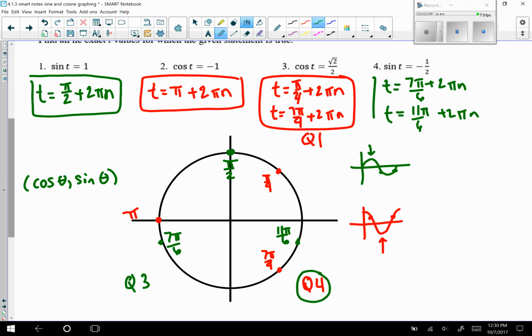So that's why it's really important to make sure that you know your unit circle, because now we're going to actually solve these equations where you have to figure out what is that angle measurement where we have the sine of t equal to negative 1/2, or the cosine of t is equal to root 2 over 2. So we'll go ahead and do some more practice of this in class tomorrow.